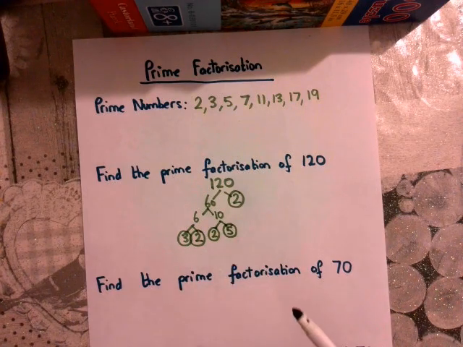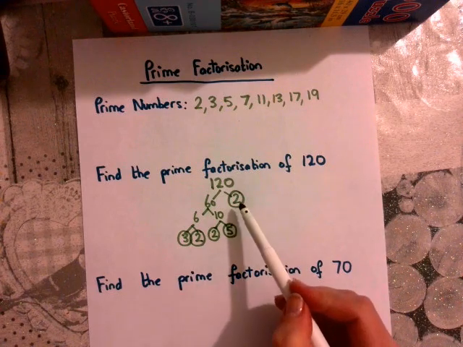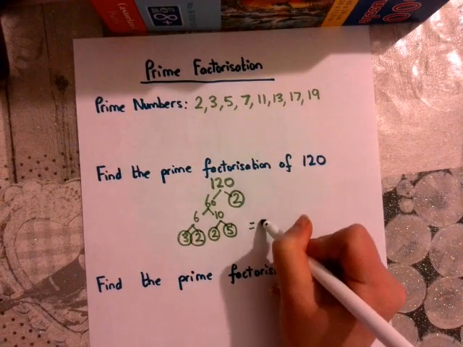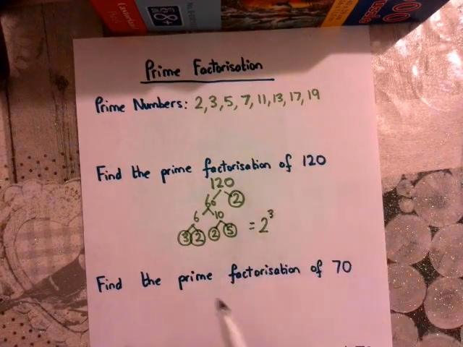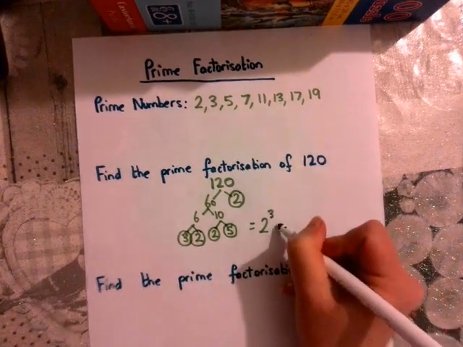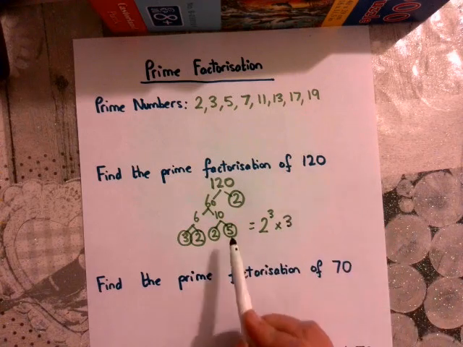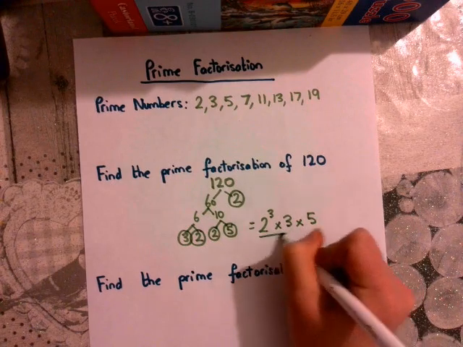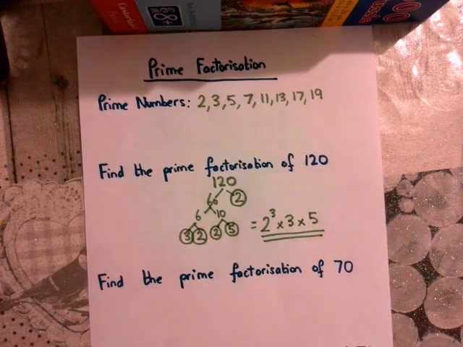Your final step is just to count up how many you've got of each. I've got 1, 2, 3 2s, so I could say that's 2 to the power of 3. I've got 1 3, so I just times it by 3. And then I've got 1 5, so I times it by 5. That would be my final answer. You just leave it like that.